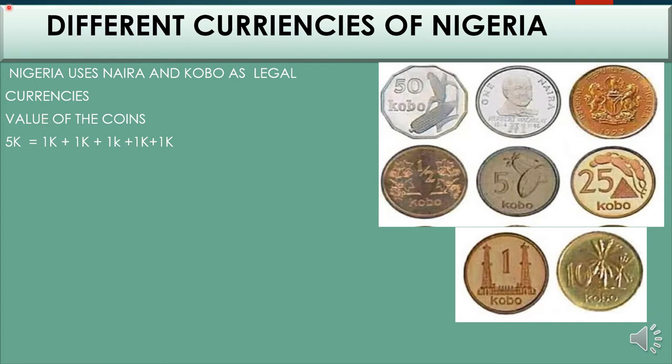All right, now let's see for 50 kobo. For this 50 kobo, let's see how many 10 kobos we can get to make 50 kobo. Here is our 10 kobo. To get this 50 kobo, we are going to get 5 of these. That's 10 kobo plus 10 kobo plus 10 kobo plus 10 kobo plus 10 kobo will give us 50 kobo. Boys and girls, are we following? If you are not following, please ask questions. All right? Let's continue.